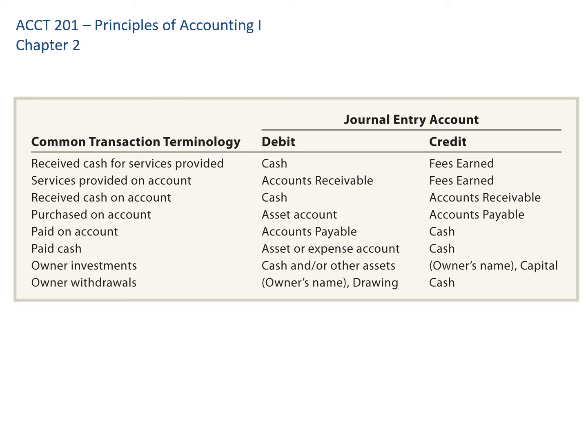When the owner puts money into the company, we'll increase cash and increase the capital account. When the owner takes money out, we'll increase the drawing account with a debit, and we'll credit cash to reduce it.